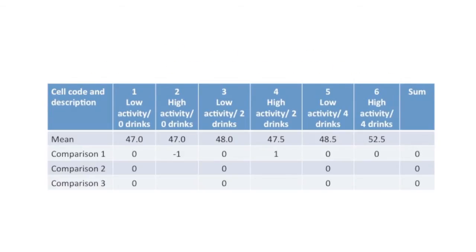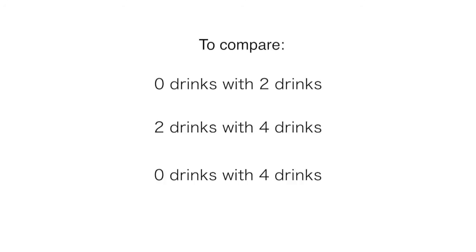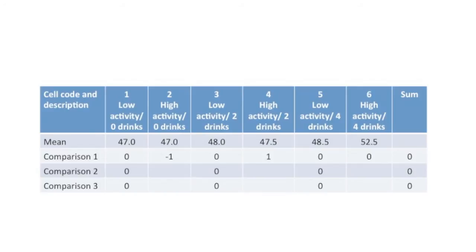I'm only interested in the high activity Wii games as that was where my simple effect was significant. So what I want to do is compare 0 drinks with 2 drinks, 2 drinks with 4 drinks, and 0 drinks with 4 drinks. If I draw these up in a table, you can see this in the first row. Now I take the mean of each, which you can easily see in your descriptive table.